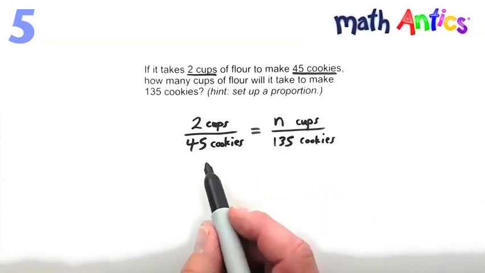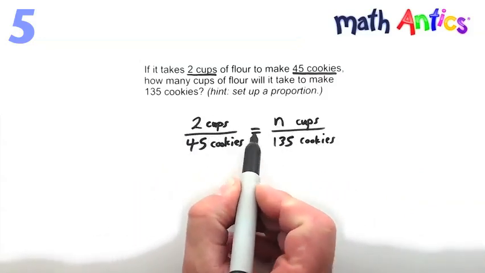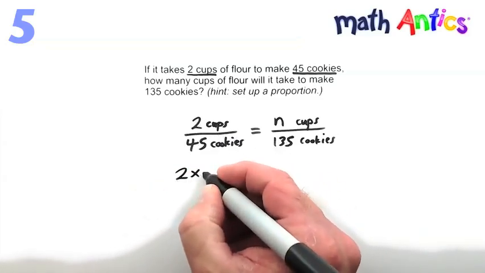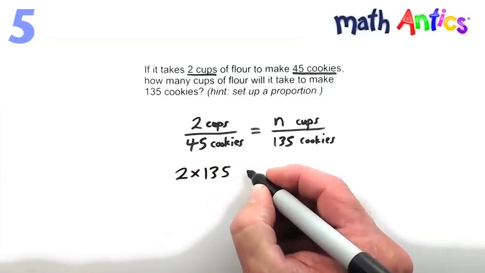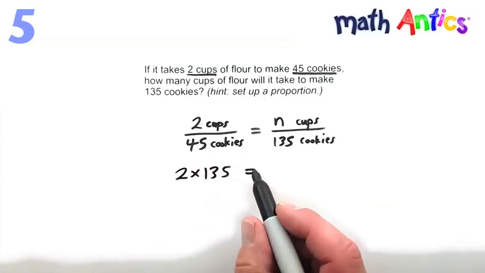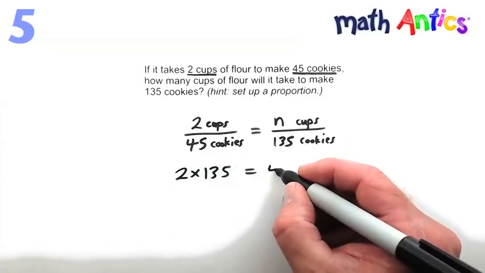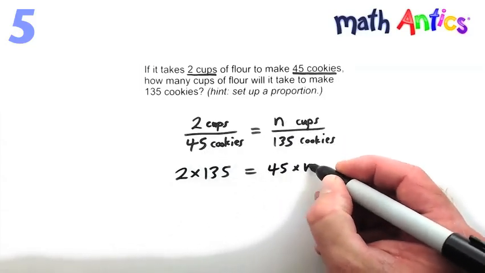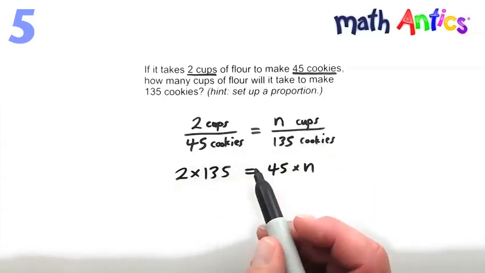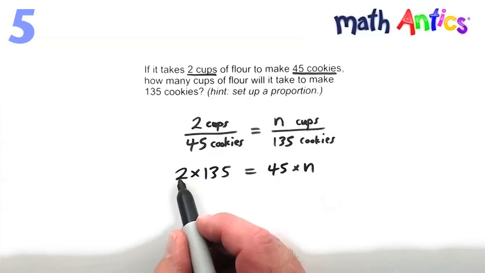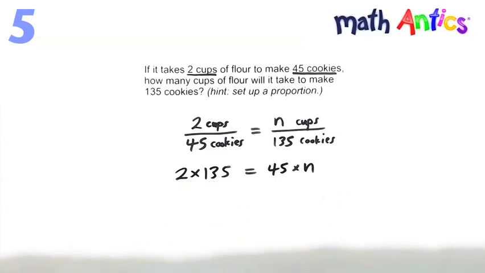We'll do that by cross multiplying. We'll start with this part of the cross, 2 and 135. So we'll have 2 times 135 on this side of the new equation. And over here we'll have 45 times n, 45 times n for the other part of the cross. Okay, here's our rearranged equation. Let's solve it. Let's go ahead and simplify the 2 times 135.